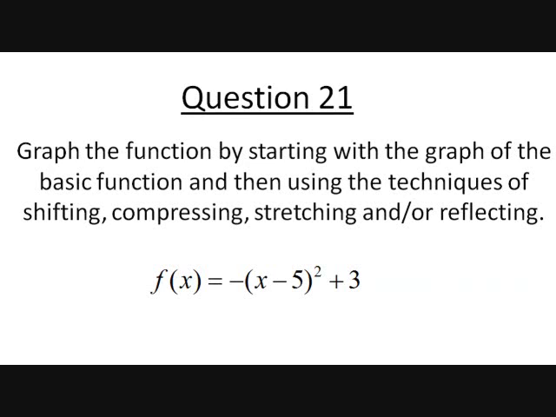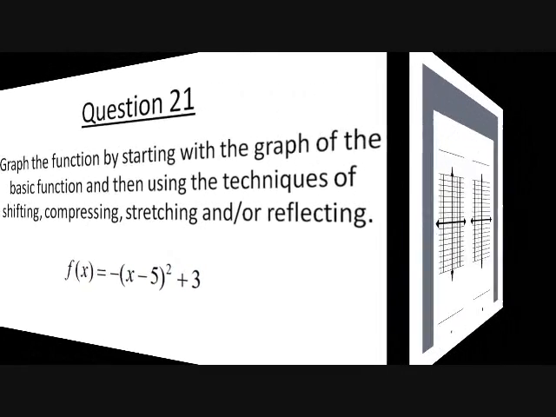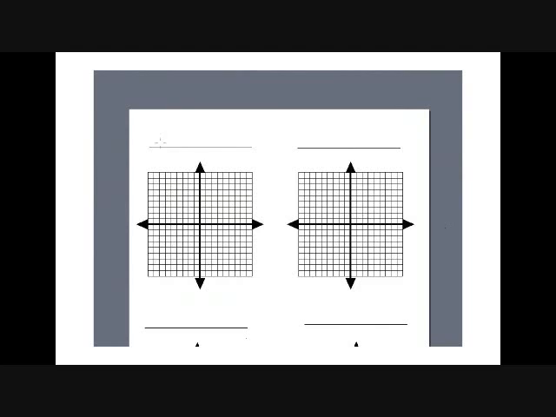Okay, the question 21, 22, and 23 are the same. Let's graph the function by starting with the graph of the basic function and then using the technique of shifting, compressing, stretching, and or reflecting. In this case, f of x is equal negative parenthesis x minus 5, close the parenthesis square plus 3. Okay, this is question 21. I want to do the graph of the given function.